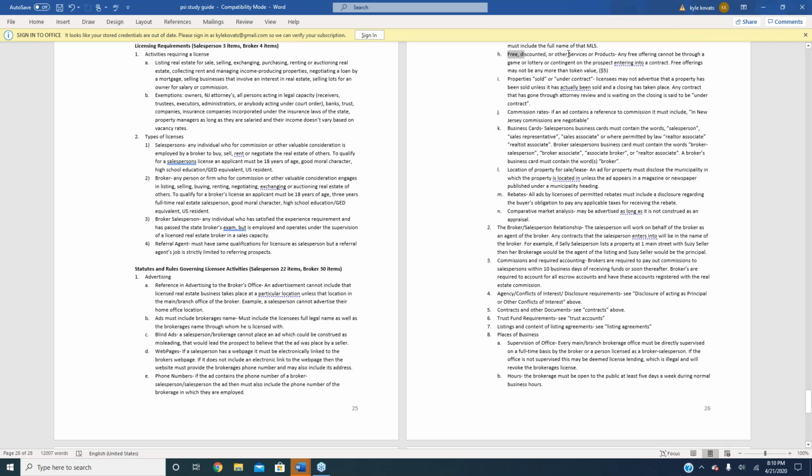Free or discounted services or products. Do you have any free offerings contingent upon the client signing a contract with you? The answer is no. You cannot have any free offerings contingent upon the client signing a contract with you.